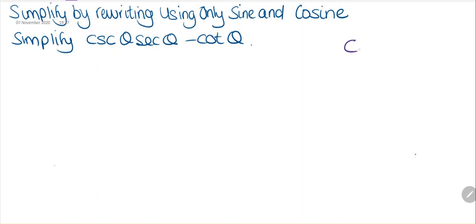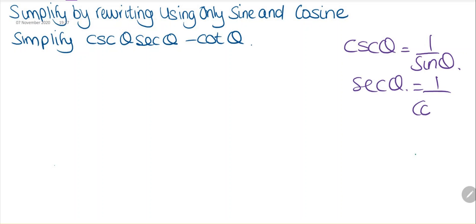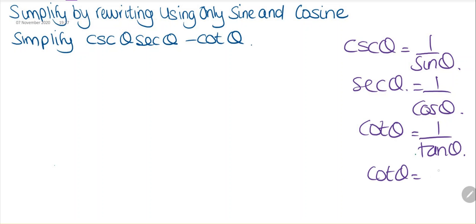So cosecant theta, this is a reciprocal of sine. Secant theta, this is the reciprocal of cosine. And cotangent theta is the reciprocal of tan, and it is also equal to cosine of theta divided by sine theta. So we're going to just rewrite.